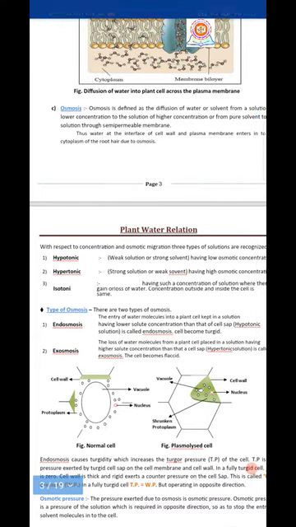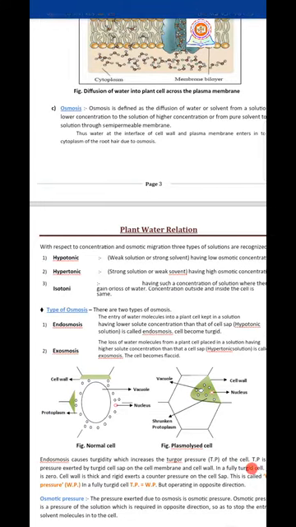Due to the concentration of the solution, two types of osmosis are carried out: endoosmosis and exoosmosis. When water molecules enter a plant cell kept in a solution having lower solute concentration, that is called endoosmosis, and because of endoosmosis the cell becomes turgid.